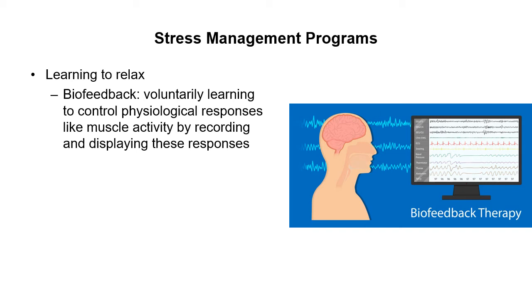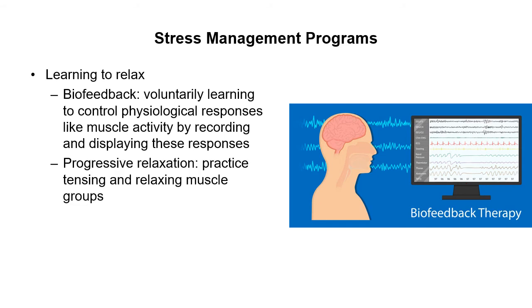One thing is learn to relax. Well, how do you learn to relax? One way is biofeedback. Biofeedback is where we record and display responses and voluntarily learn to control them. So wearing a heart monitor is a good way, like a Fitbit or an Apple Watch, something that's taking your heart rate, and learning to control your heart. By tracking it and learning to relax ourselves and actually seeing it go down, we can become better at it.